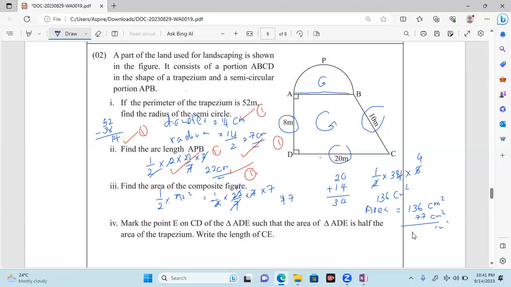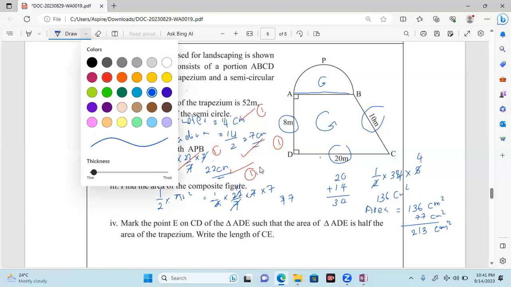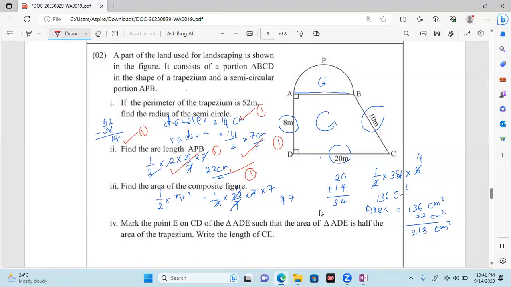Then answer is 213 square centimeters. Have you got this answer? If so, you are given 2 marks.